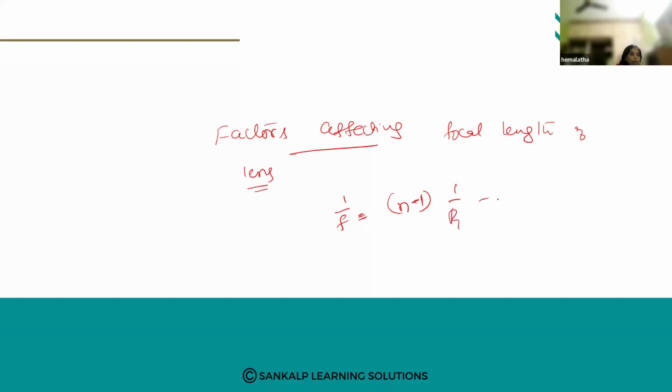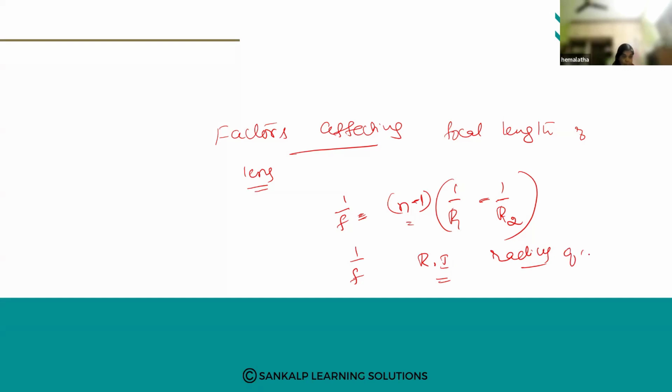Into 1 divided by r1 minus 1 divided by r2. So 1 by f is equal to this. What does the focal length depend on? It depends upon the refractive index. Only two concepts: the refractive index of the medium and the radius of curvature of the two surfaces. The refractive index of the glass, or whatever it is made from, a transparent medium.